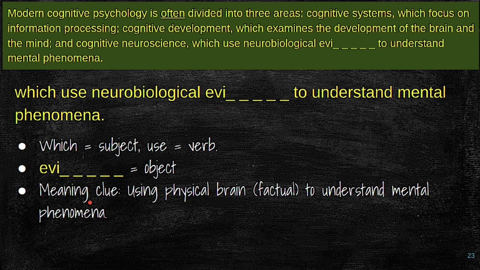Now consider the meaning. Cognitive neuroscience uses something related to biology in the brain to understand mental phenomena. The natural academic expression is use neurobiological evidence to understand mental phenomena. Therefore, the noun beginning with evi is evident.